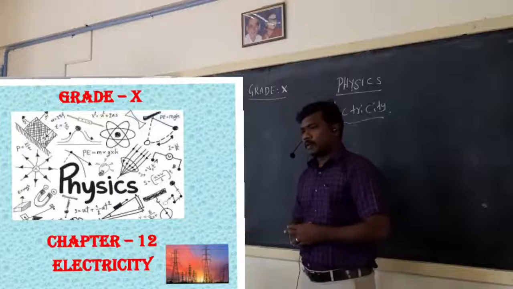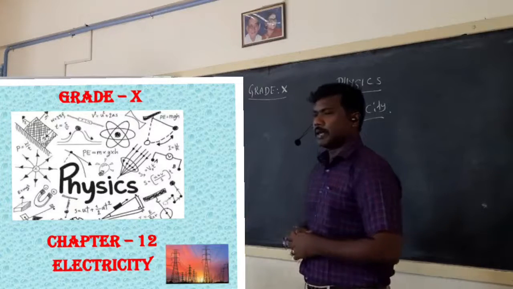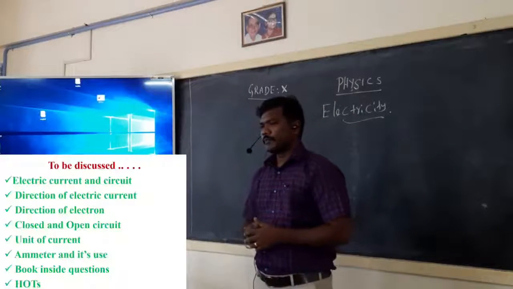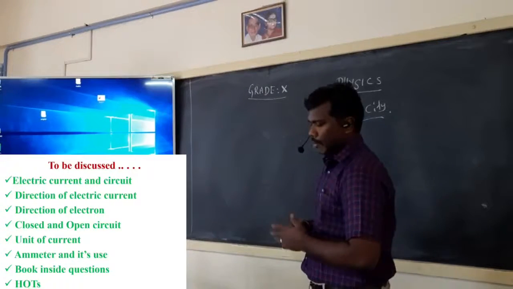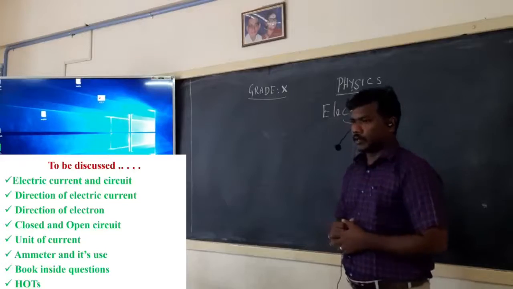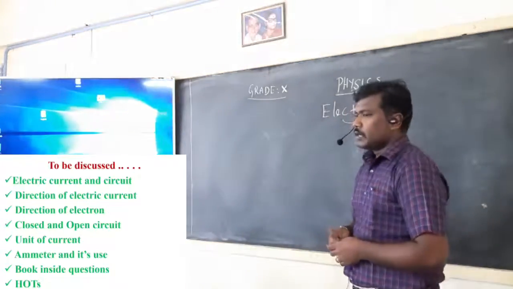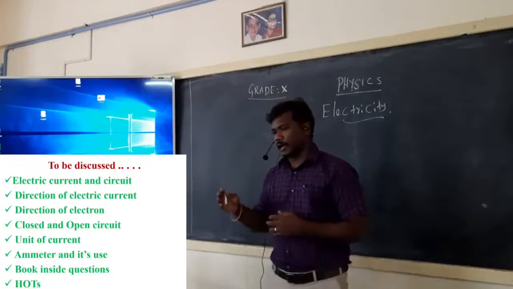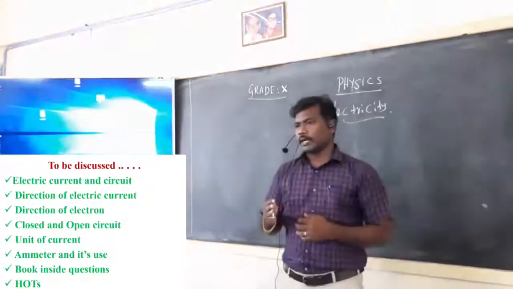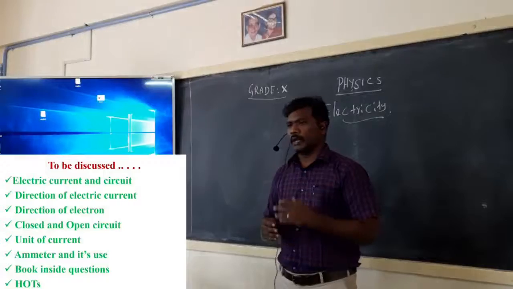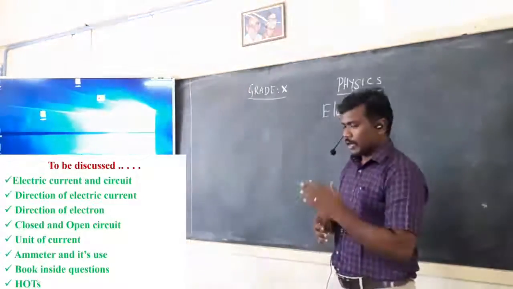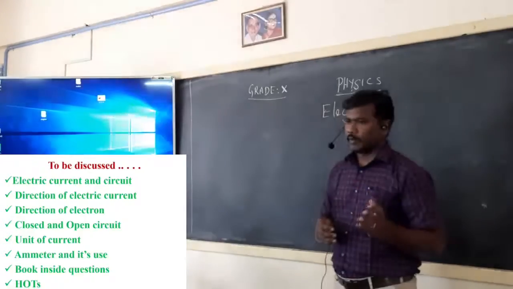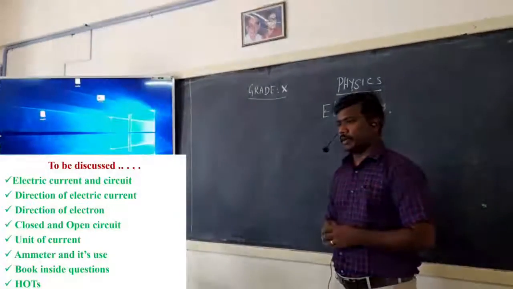In this chapter, we have to discuss some of the factors. The first one is electric current, the second one is what is meant by electric circuit, and the third one is in which direction in a simple circuit the electron can be moving. The electron is moving in a particular direction in a circuit, and in the same way, some positive charges are also moving in the opposite direction in the circuit.